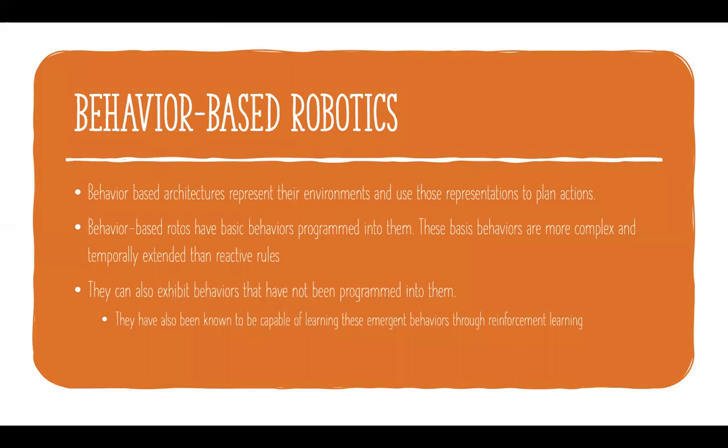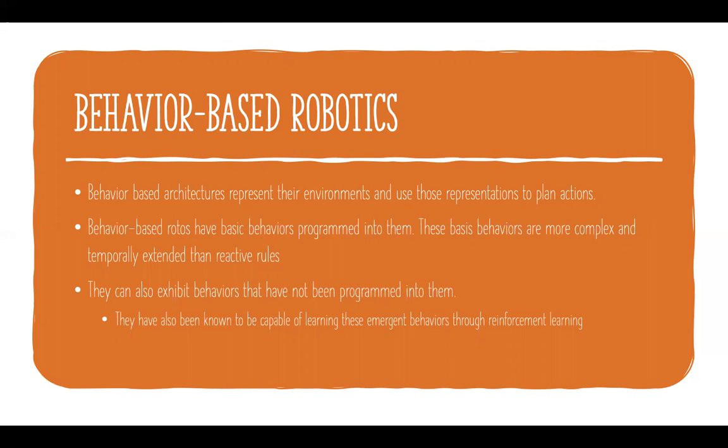The last thing I want to talk about is behavior-based robotics. Behavior-based robotics takes a different approach from the good old-fashioned AI approach, and this approach is more in the spirit of situated cognition. Behavior-based architectures, like that of Toto, represent their environments and use those representations to plan actions. But these representations are not centralized or centrally manipulated.